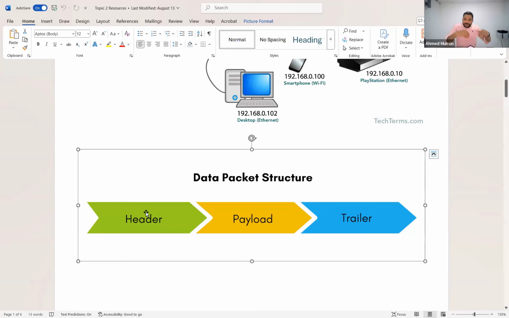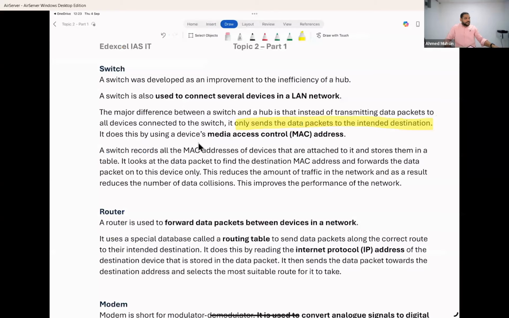Inside this header, there are some more things which we'll be learning later on. Inside this payload, there are some more things which we'll be learning later on. Trailer also has some more things. For now, I just gave you only 3. Inside this header, you have the sender's MAC address and the receiver's MAC address. Is it clear? So when data packets come to your switch, are you all with me, everyone?